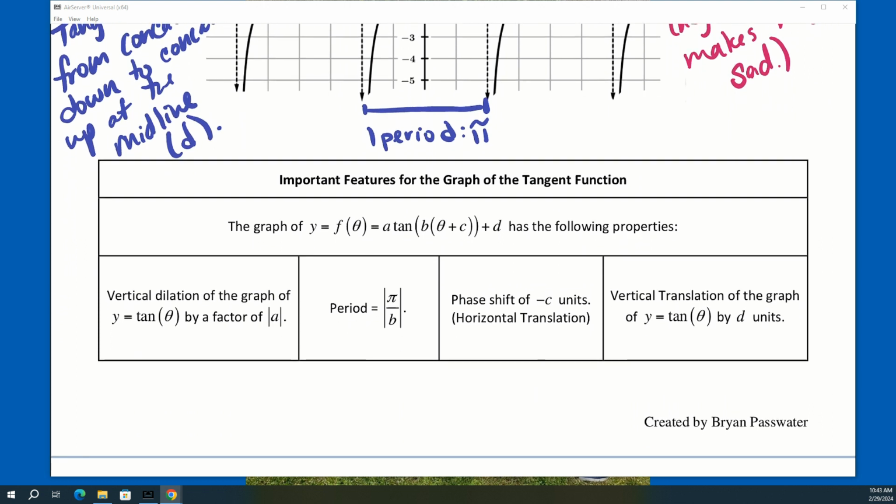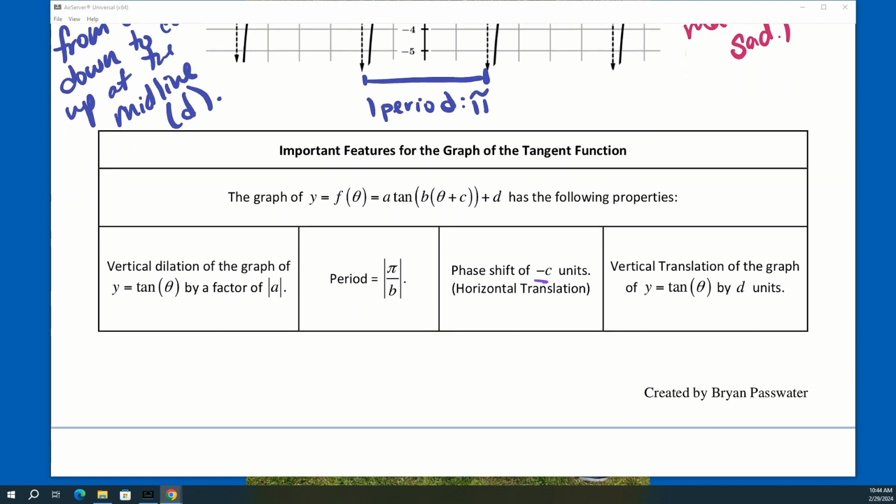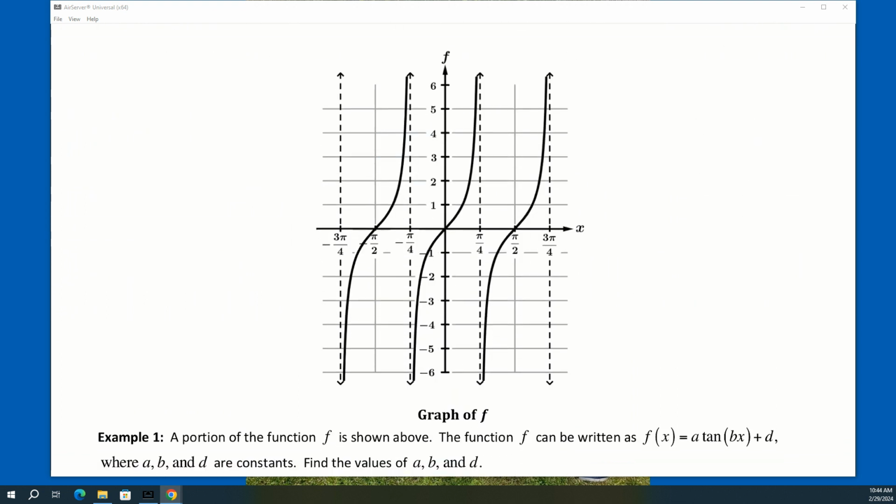All right, the phase shift works exactly the same way as it did on sine and cosine. So it's just the rules for transformation. So it's going to be negative C units for the horizontal translation. And then vertical translation works exactly the same way as well. It's going to be D units. That's also going to give you the midline. Okay, I've said so many words. It's okay. Let's do some examples.